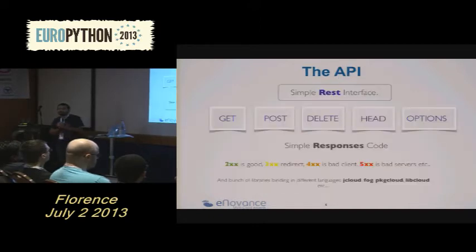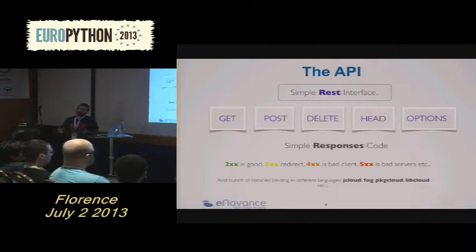So the API. From the client's level, it has a simple REST interface. Whatever you use, everybody knows REST and how it works. So it has the normal GET, POST, DELETE, HEAD, OPTIONS. We use OPTIONS for CORS. I don't know if you know CORS, I'll explain it a bit later. And it has simple response codes that people know how they work. It's very simple: 2 is good, 3 is redirect, 4 is you did something bad, and 5 is Swift did something bad.